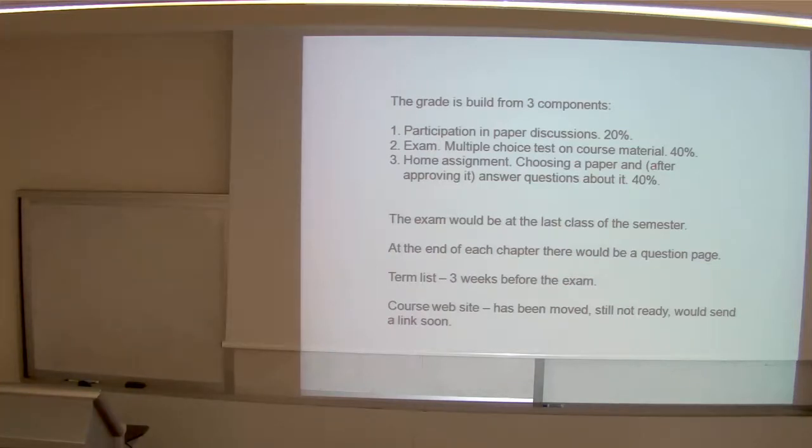And the last part, again 40%, is a home assignment which you will perform right after the semester ends. You will have around 2 or 3 weeks to prepare this assignment. In this assignment, you choose some paper, any paper you like, and after you receive my approval, you have some questions to answer about it. Again, you receive a grade and some feedback, and these are the last 40% of the final grade.